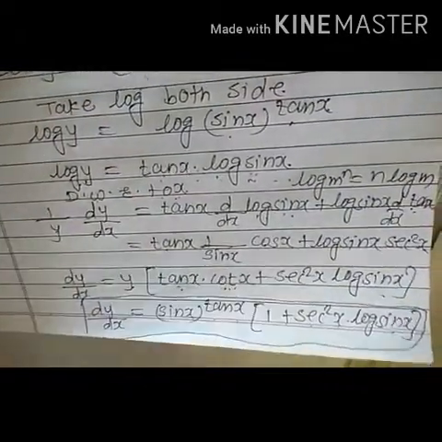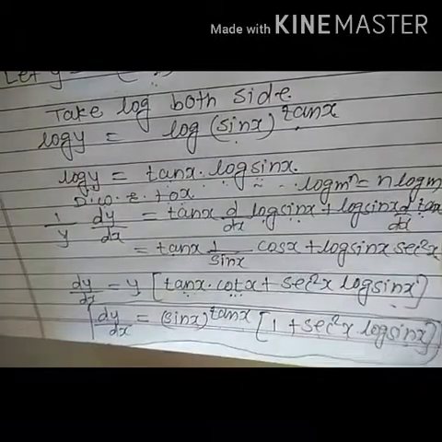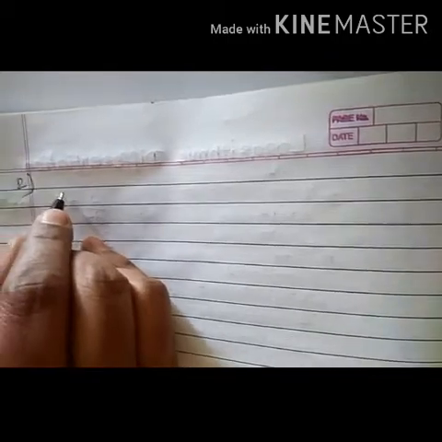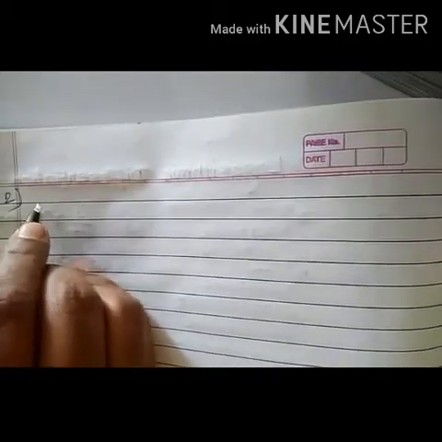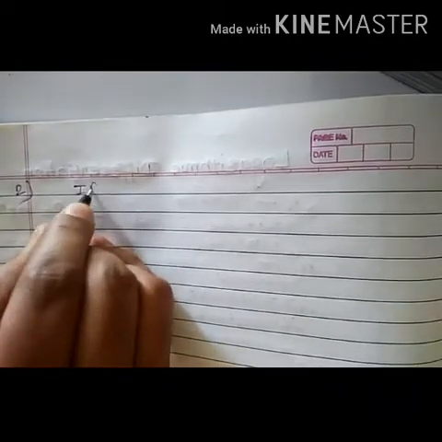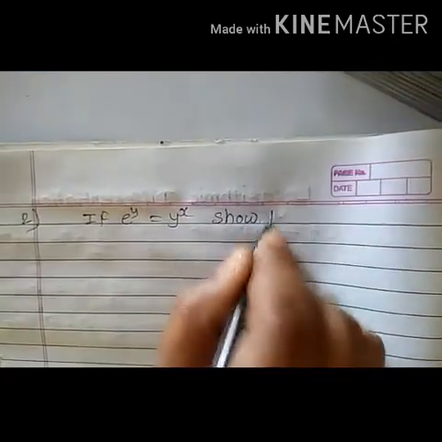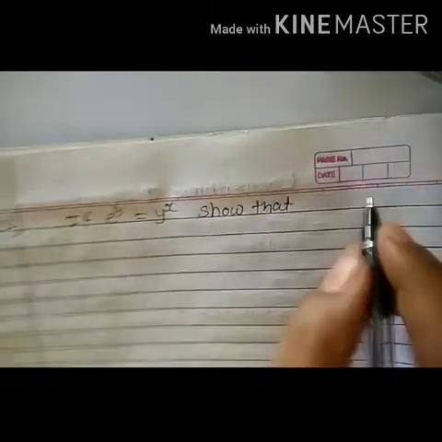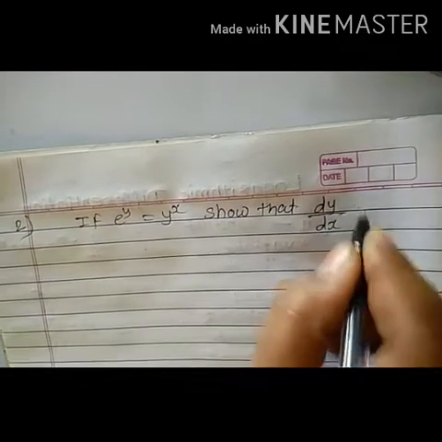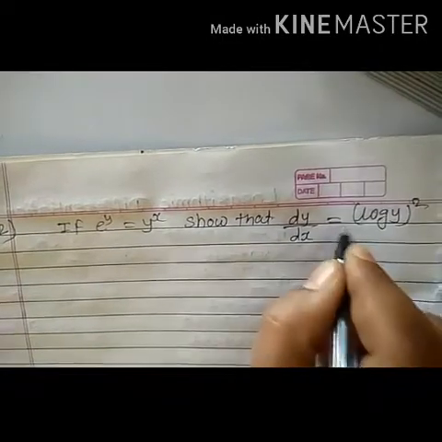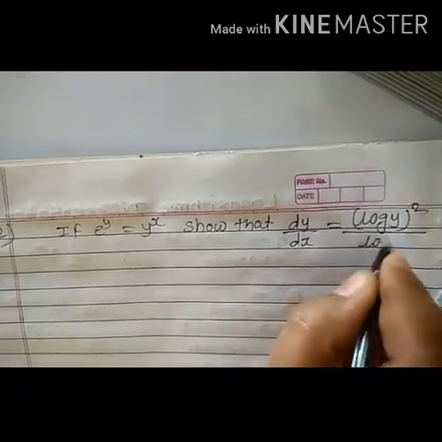Logarithmic differentiation. Now see the second example of logarithmic differentiation. If e raised to y equal to y raised to x, show that dy by dx equal to log y divided by log y minus 1.